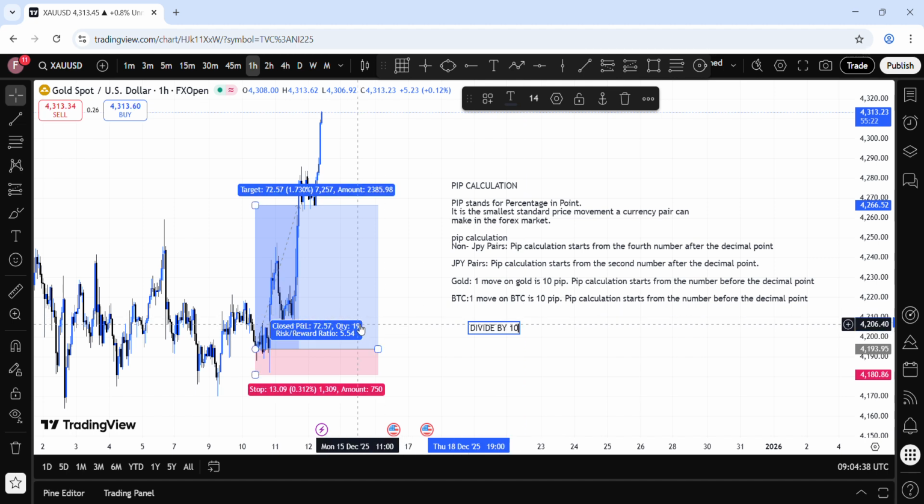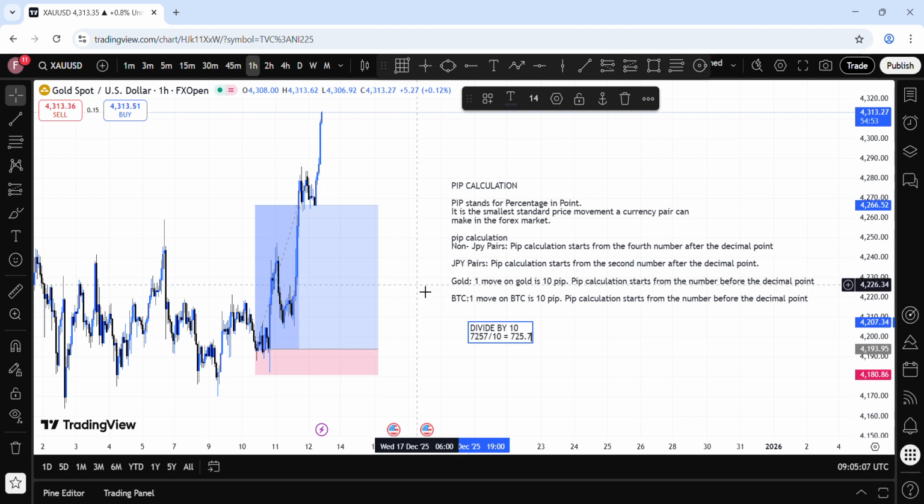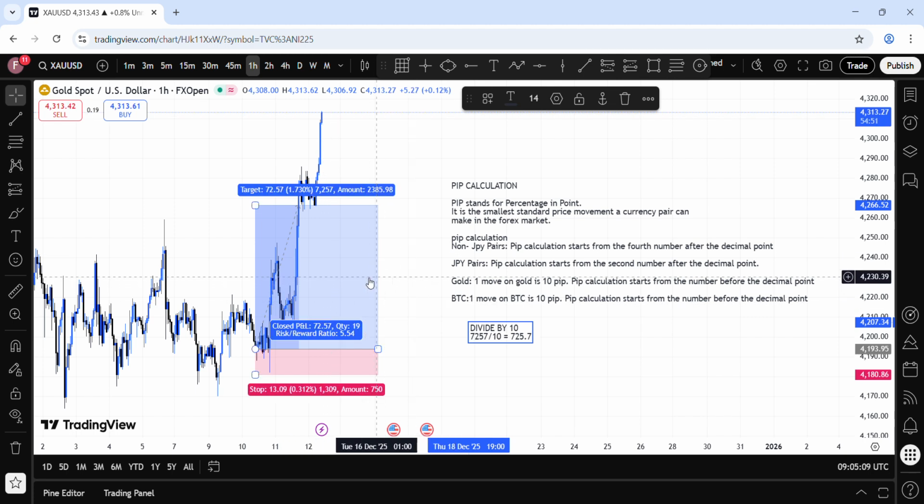So this one that is 7, our target here that is 7257. We divide it by 10. And it will be the new market price, our number of pips will be 725.7, approximately 726 pips. So for the market to get to our target, it needs to move 726 pips. Do you understand me?